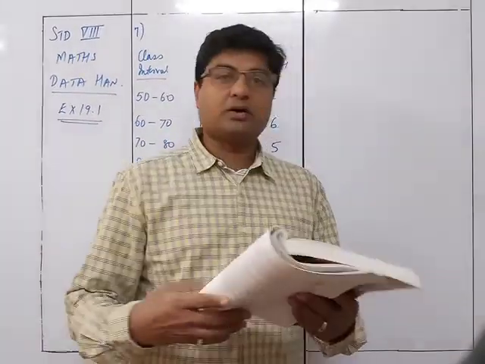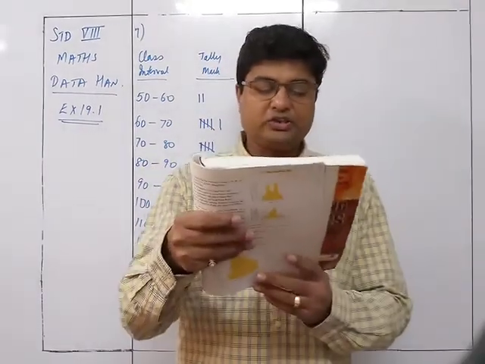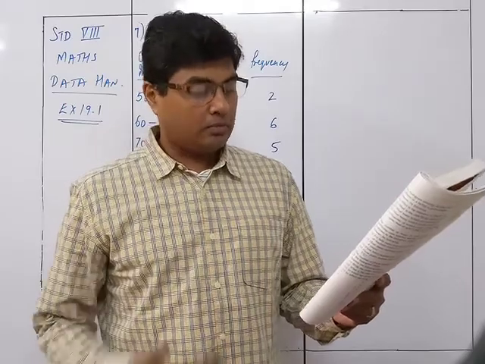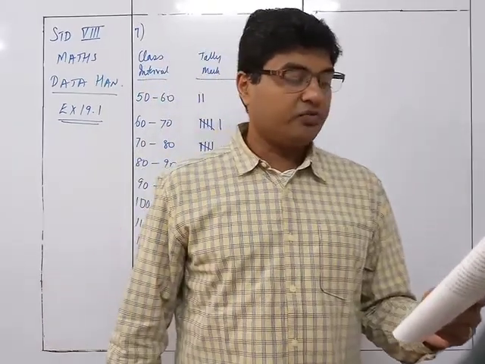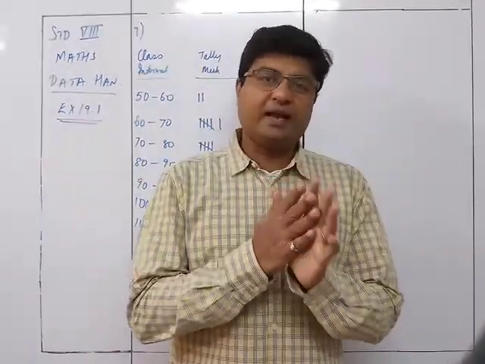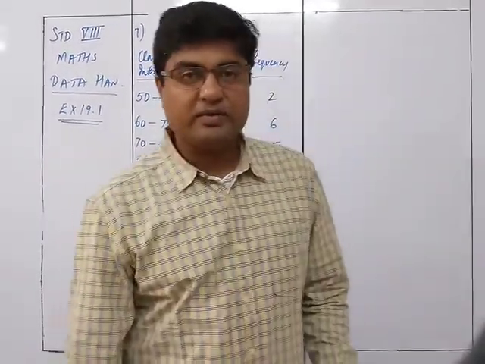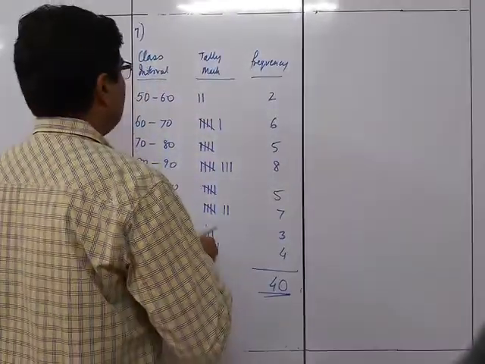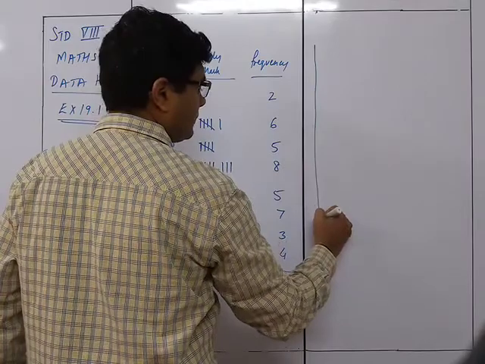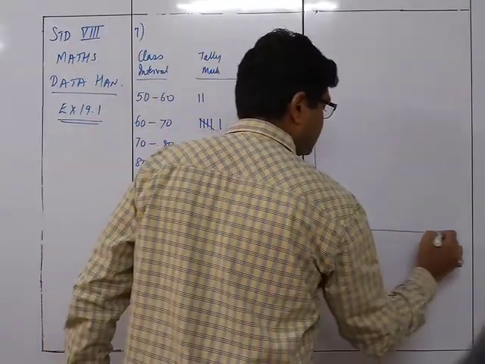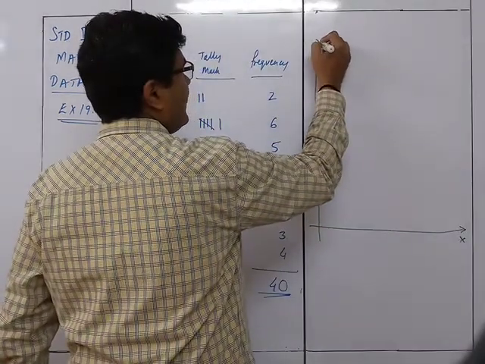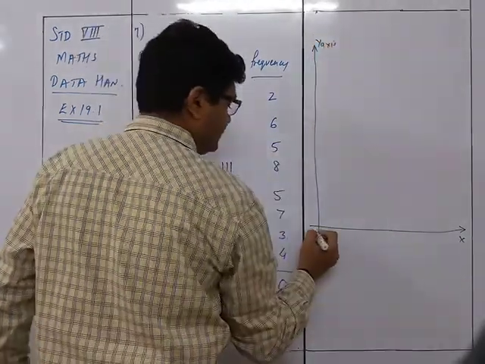Now we move on to the next part of the question, that is, draw a histogram for the frequency table made over here and answer the following questions. So we'll draw the histogram now. I told you in a histogram we have to take the scale on both axes, the x-axis as well as the y-axis. So first of all, let's draw the graph. This is your x-axis, this is your y-axis, this is 0.